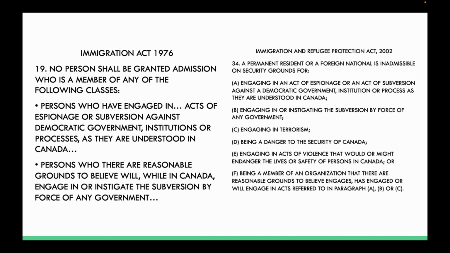Now, this was added in 2002 in response to a major event that took place in 2001. Wonder if you know what that is, if you remember what that is. The terrorist attacks on September 11th of 2001. We have changed our Immigration and Refugee Protection Act to protect Canadians from such events from taking place.